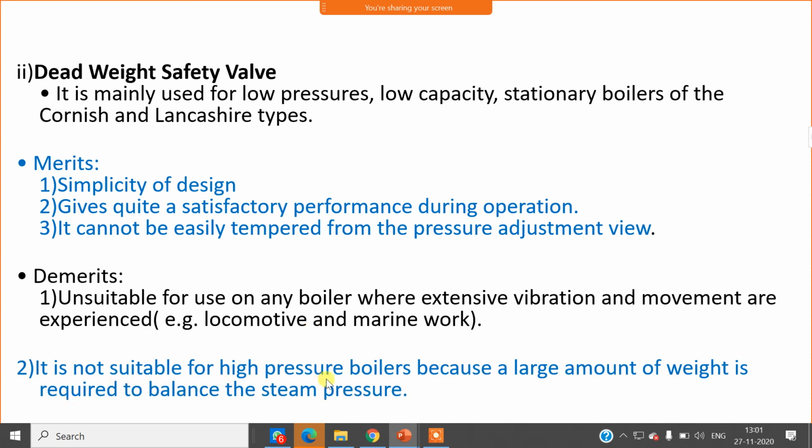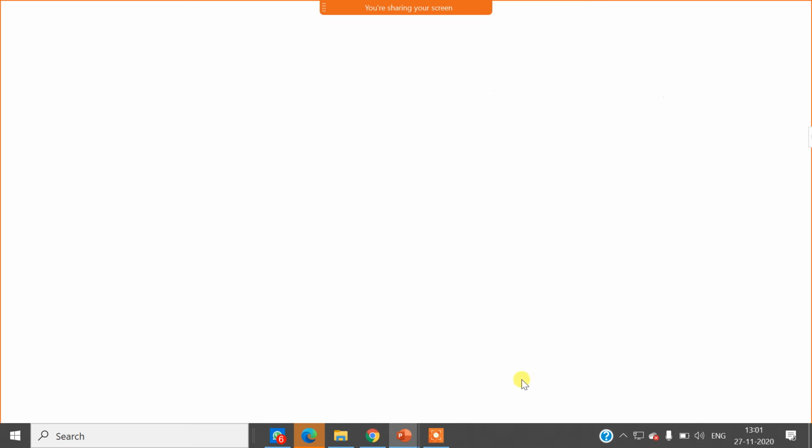It is not suitable for high pressure boilers because a large amount of weight is required to balance the steam pressure. If we use a deadweight safety valve for a high pressure boiler, it would require a large number of weight rings.